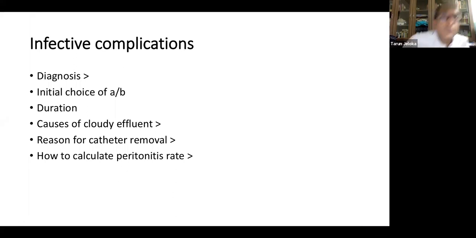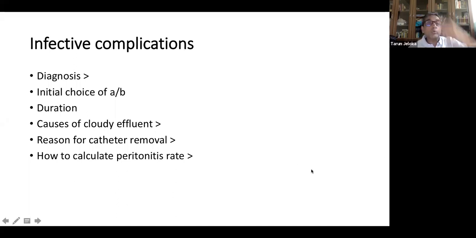So we have discussed the stable patient. Coming to infective complications: How do you diagnose PD-related peritonitis? What are the initial choices of antibiotics at your center? How long do you have to treat PD peritonitis? What are the different causes of cloudy effluent? What are the reasons for catheter removal? How do you calculate the peritonitis rate?